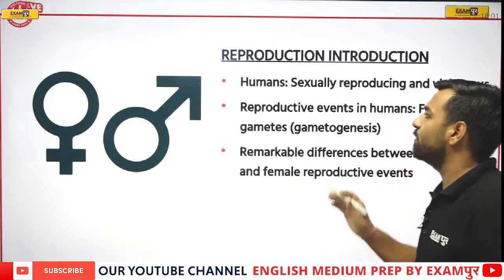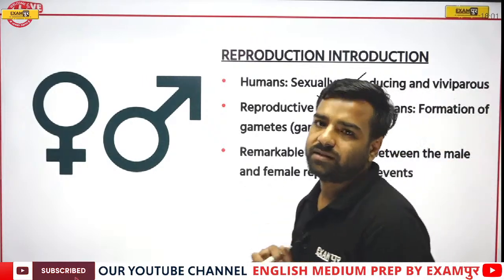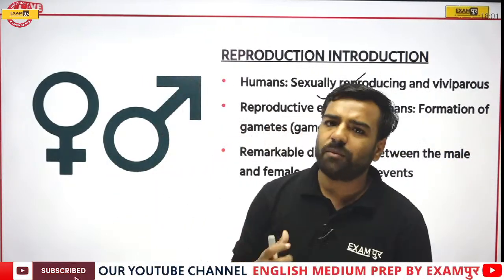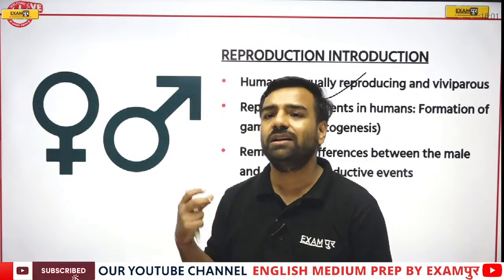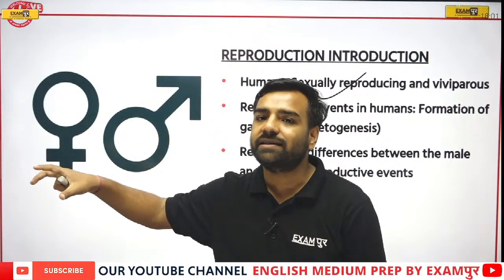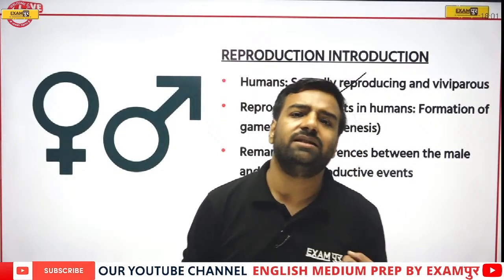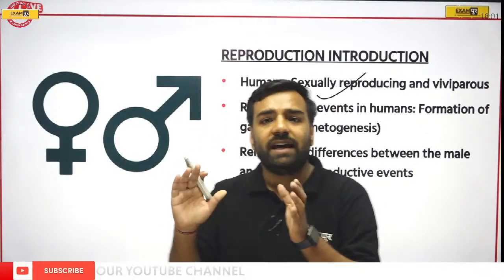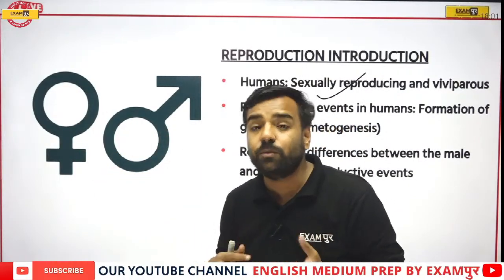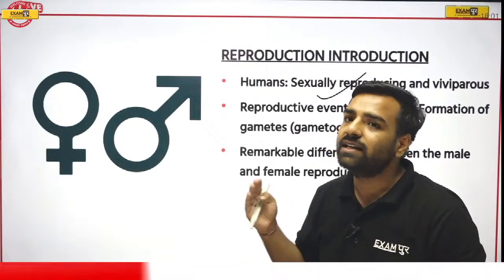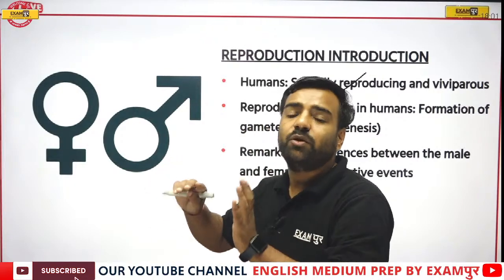First of all, let's discuss humans. Humans reproduce sexually and they are viviparous. What does it mean? We directly give birth to our younger ones. We don't consider the step of laying eggs. But if you take other examples, like a snake or a hen, there they bring in a concept in between, that of laying eggs. But we as humans don't lay eggs. We directly give birth to our younger ones, correct? So we can say that we are reproducing sexually.